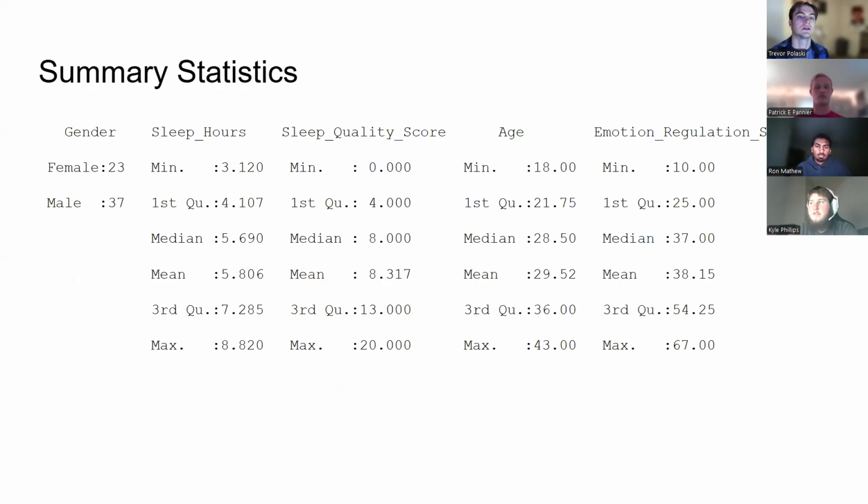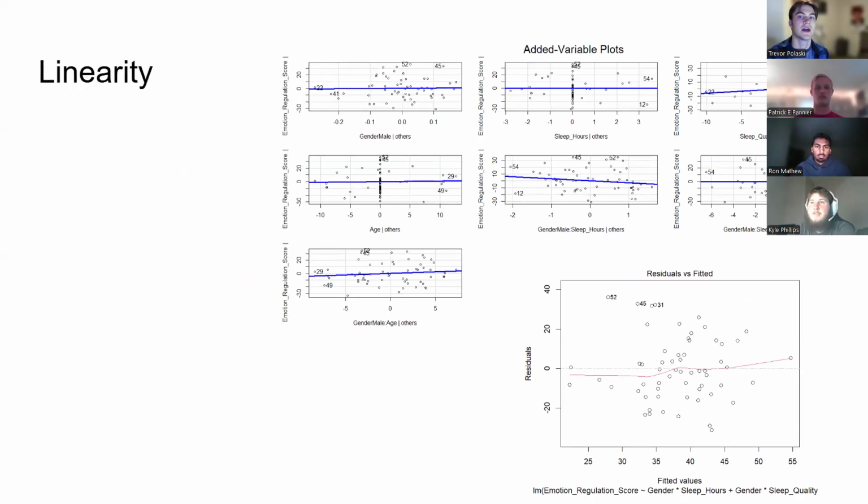So you can see the summary statistics for this. The important one that I'll go over currently is the emotion regulation score, which we can see goes from 25 to 54 for the IQR of about 30. But we'll talk about that more later. As for linearity, we can see that the plot is fairly linear for residuals versus fitted, and all of our added variable plots have good cloud shapes. However, the impact is not very high for any of them.